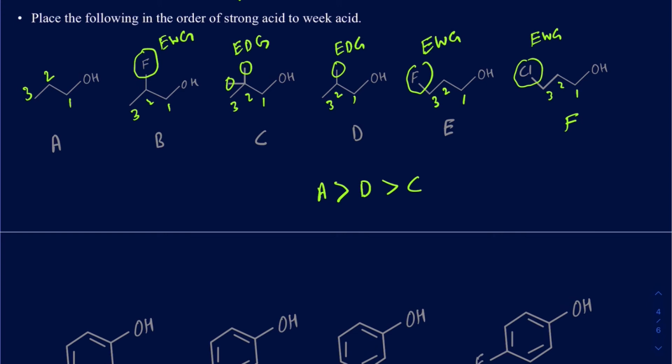Now let's look at the electron withdrawing groups. When I'm looking at B, E, and F, in case of B, I got the fluorine, which is the most electronegative element and is closest to the alcohol. So that should actually be the most acidic in that case. So I'm going to go ahead and put the B here, followed by E and F. I got fluorine and chlorine, and they are the same distance away from the alcohol, but I can clearly see that chlorine is less electronegative than fluorine. So chlorine is going to give a less acidic alcohol than the one with the fluorine. So it's going to be E here, followed by F, and then you have the A, D, C. Okay, so this is how you're going to be looking at it.